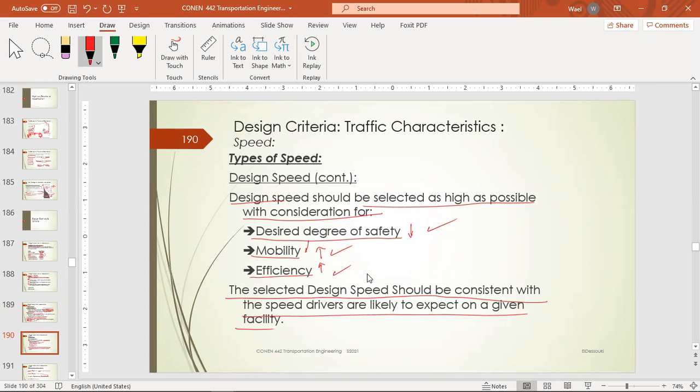The design speed should be selected as high as possible. That's first. That's one critical issue. However, we should give consideration for the desired degree of safety, mobility, and efficiency. These three factors must be taken into consideration. Any questions so far?